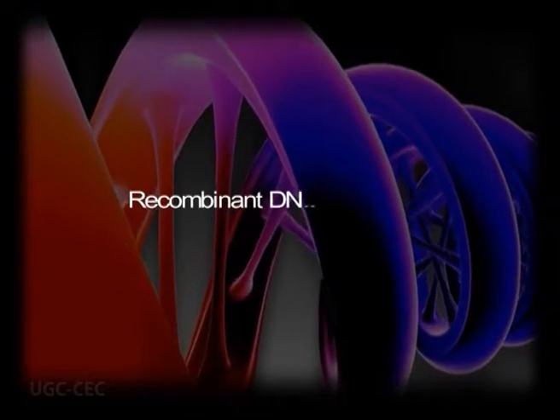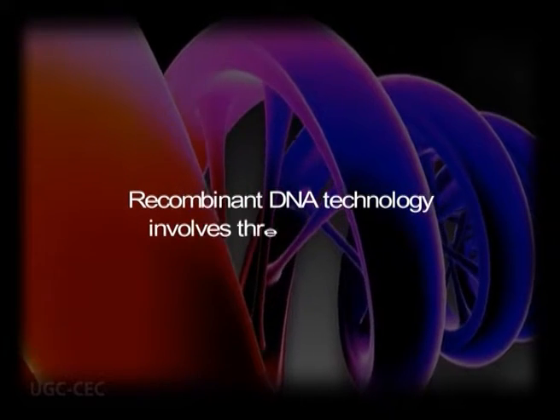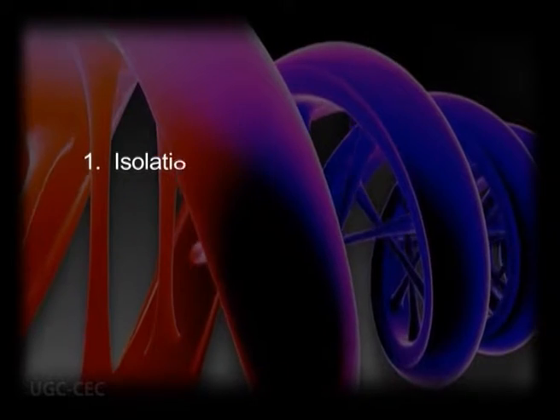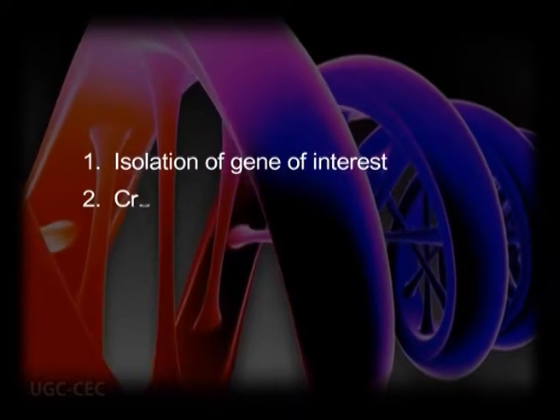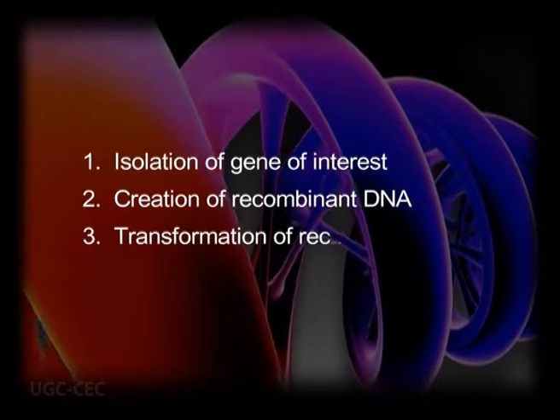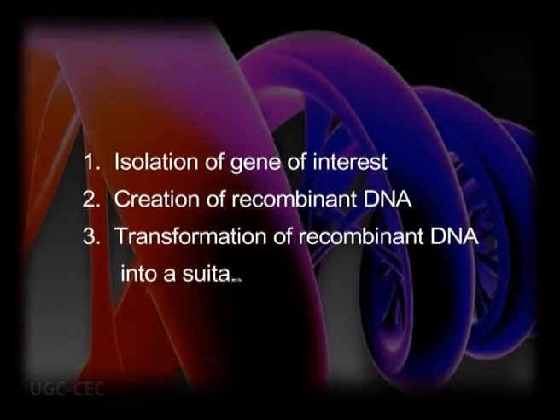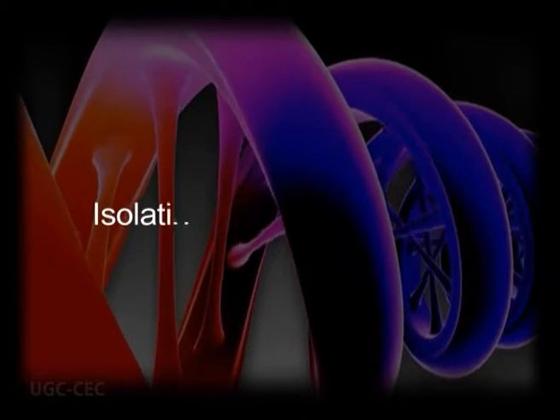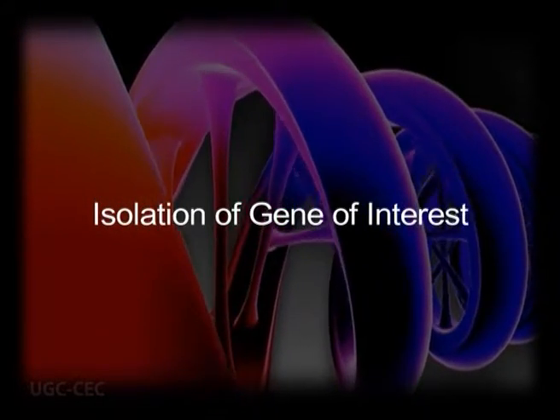In general, recombinant DNA technology involves three major steps. For example, number 1, isolation of gene of interest, number 2, creation of recombinant DNA, and number 3, transformation of recombinant DNA into a suitable host and its cloning. Now, let us discuss first isolation of gene of interest.